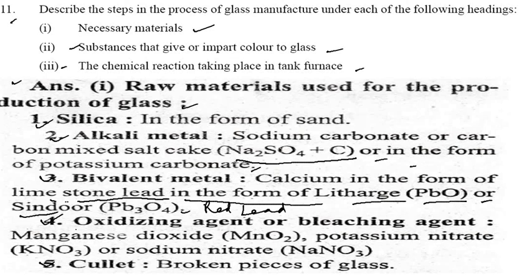Now, the oxidizing and bleaching agents are manganese dioxide, that is MnO2, and potassium nitrate, that is KNO3, or sodium nitrate, that is NaNO3. So these are the raw materials. You can also add cullets, broken pieces of glass. It is used as the flux.